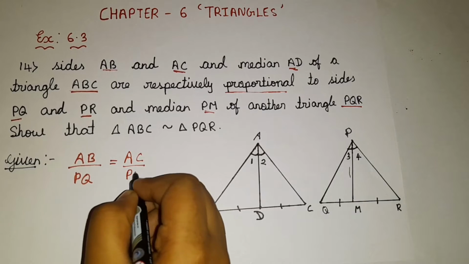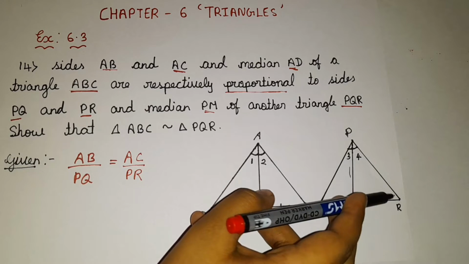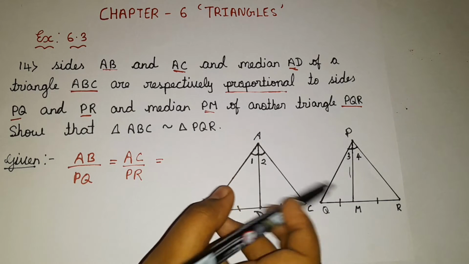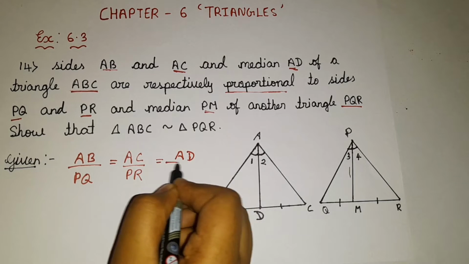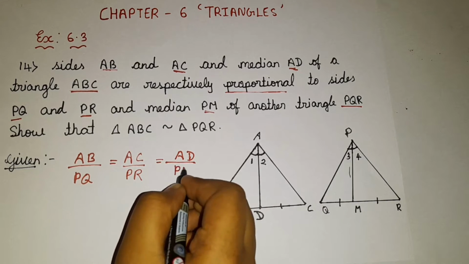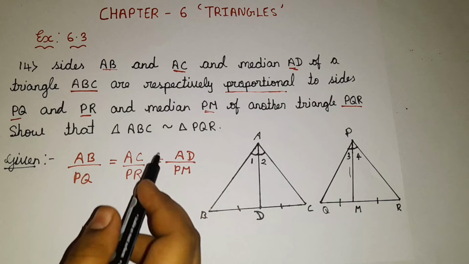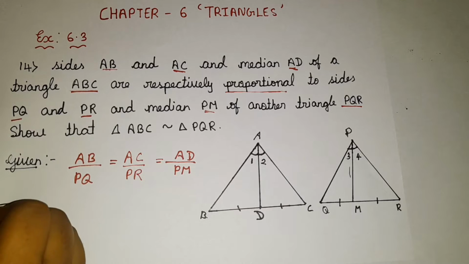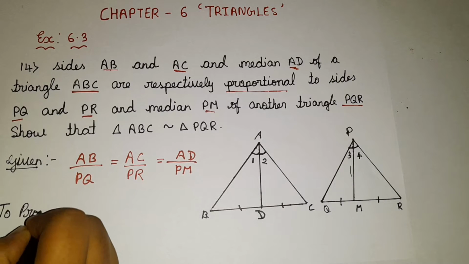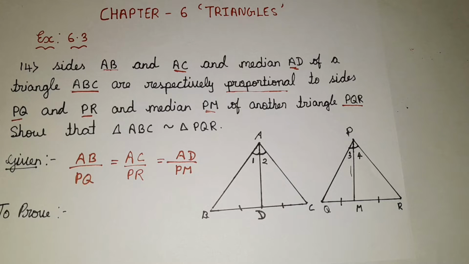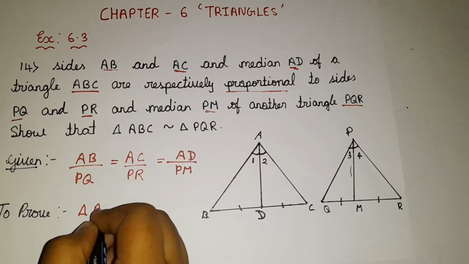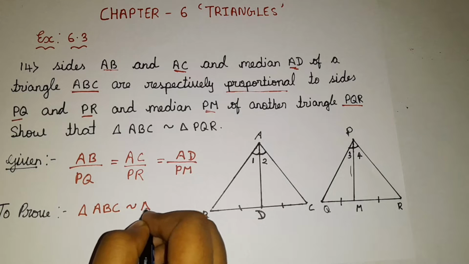So I can write AB by PQ is equal to AC by PR. So where is AC? AC by PR, these both are proportional, is equal to, and median AD is proportional to PM, so AD by PM. If they say something is proportional, please write it like this. That is the meaning of proportional. Now this is given in the question. So what are we supposed to prove? You are supposed to prove that triangle ABC is similar to triangle PQR. Write this as it is.